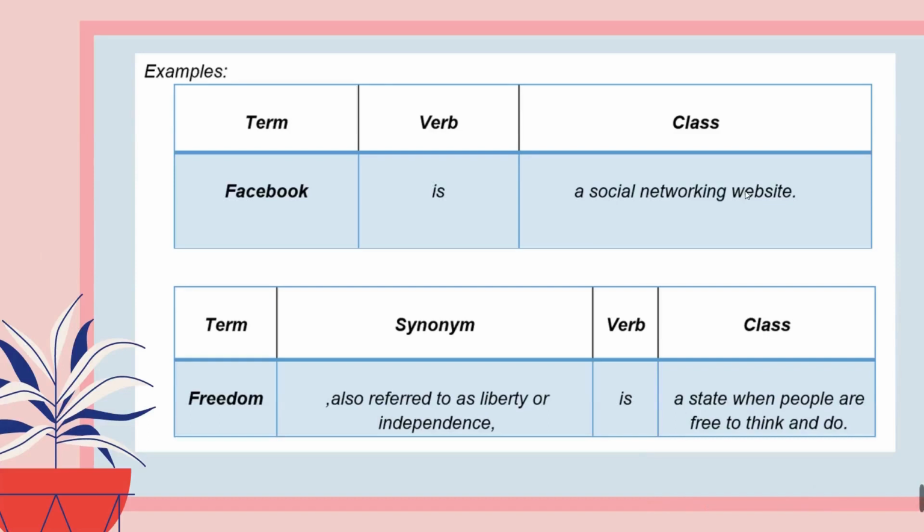Facebook is a social networking website. Now Facebook is the term, the verb is, and the class, a social networking website. Now let's proceed to the second example. Freedom, also referred to as liberty or independence, is a state when people are free to think and do. The term is freedom. Now notice that freedom is synonymous with the words liberty and independence. It is followed by the verb is and the class, a state when people are free to think and do.